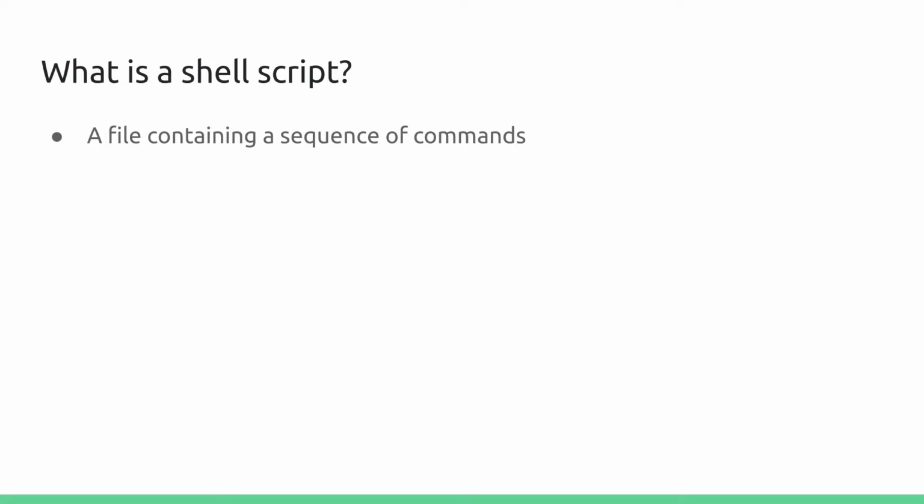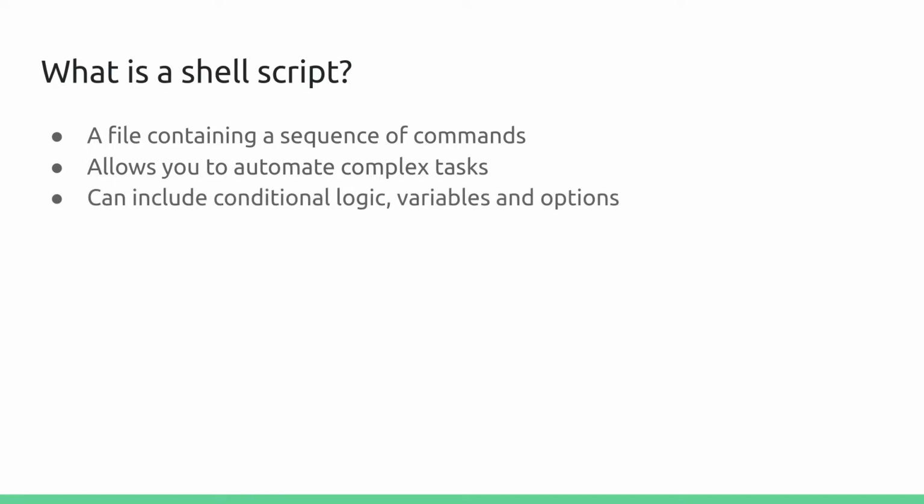So usually when you do something in bash, let's say that you, for example, want to move a bunch of files to a certain folder and then rename those files according to a specific pattern, all of that takes several commands to accomplish. With a shell script, you can automate complex tasks by entering a sequence of commands that accomplishes this task, and then you only have to run the shell script and not type these commands every time you want to do something. These shell scripts can also include conditional logic, variables, and user-supplied options.